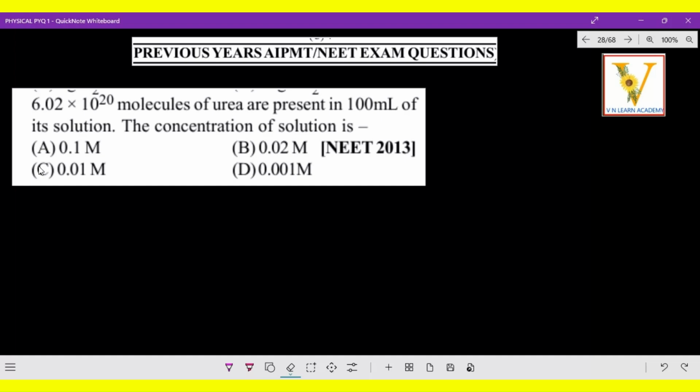Important questions from previous year questions. Mole concept. Come on, let us discuss the first question. 6.02 into 10 to the power of 20 molecules of urea are present in 100 ml of its solution. The concentration of the solution.